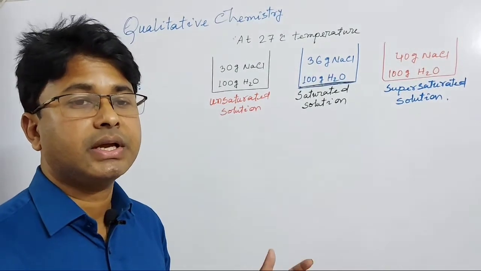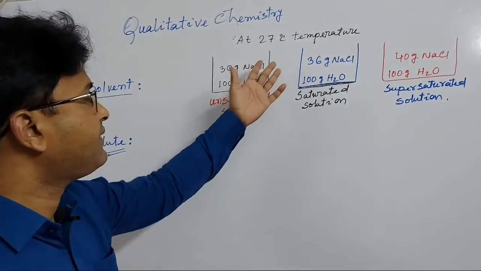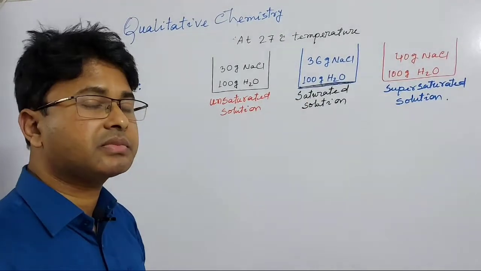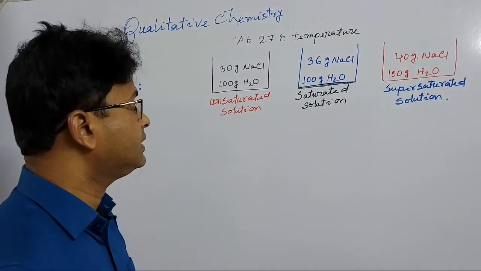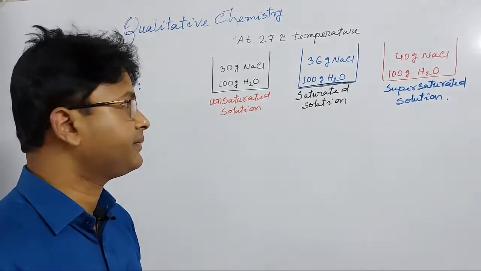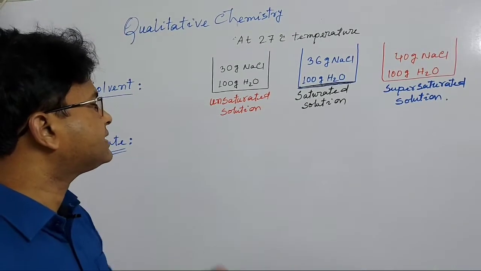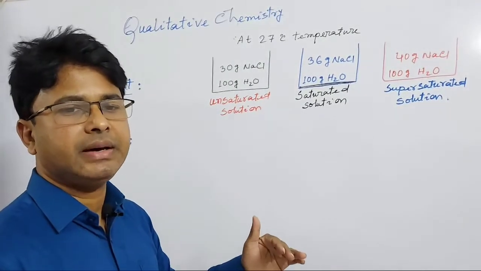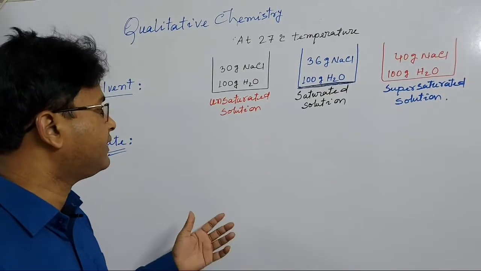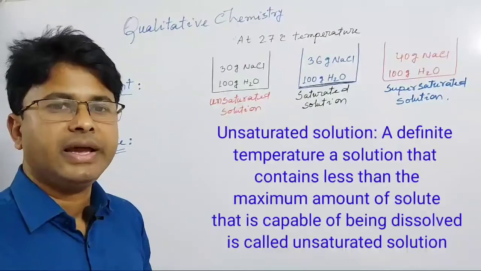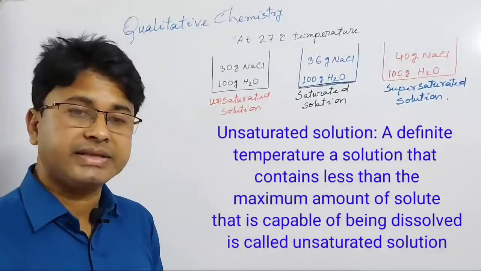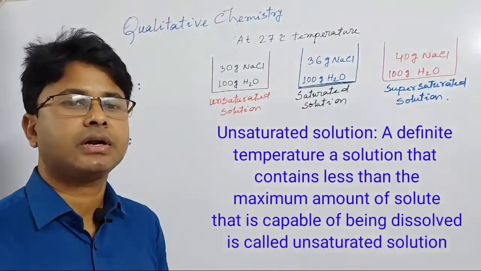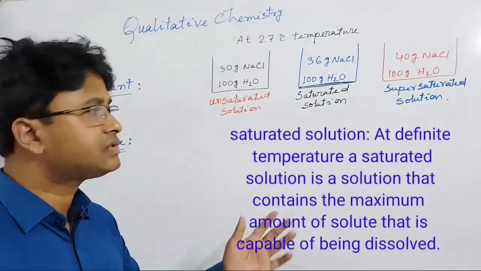Firstly, I would like to clear about those examples. At 27 degree centigrade temperature, in 100 gram water, maximum 36 gram sodium chloride can be dissolved, and that's why this is the saturated solution. But in case of unsaturated solution, the amount of sodium chloride is less than the maximum amount. So what will be the definition of unsaturated solution? At definite temperature, a solution that contains less than the maximum amount of solute that is capable of being dissolved is called unsaturated solution.